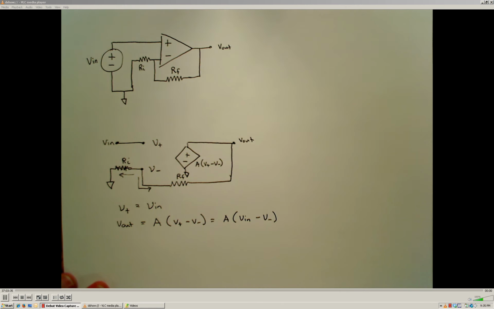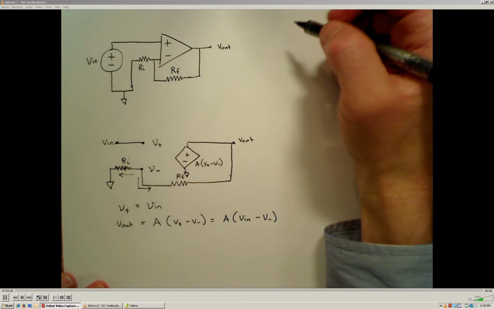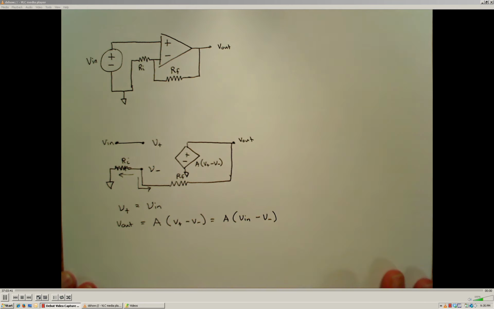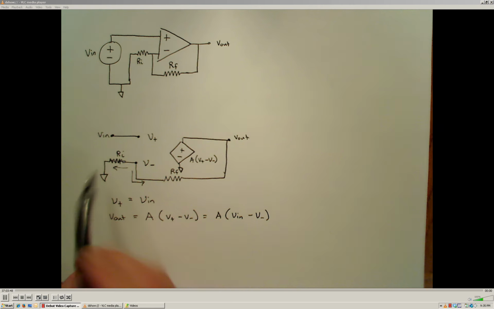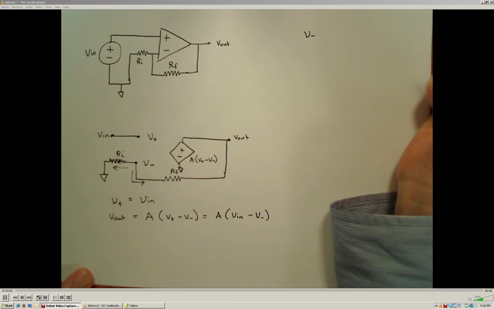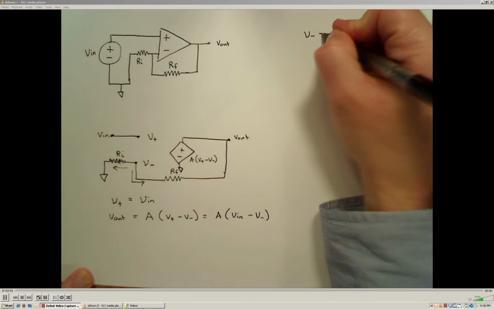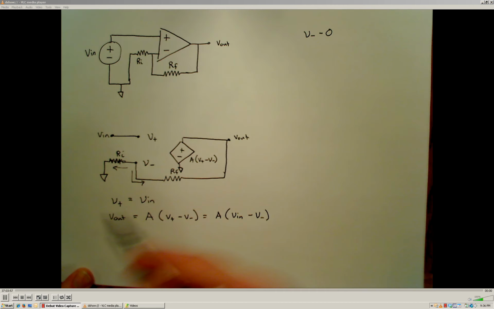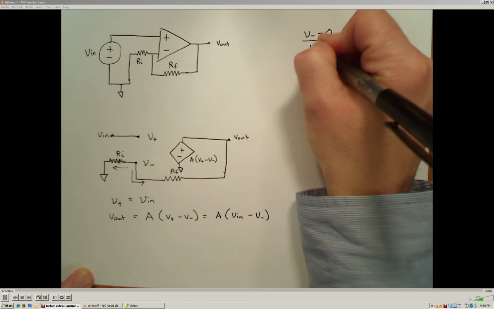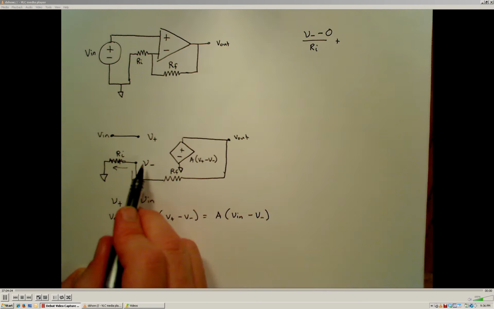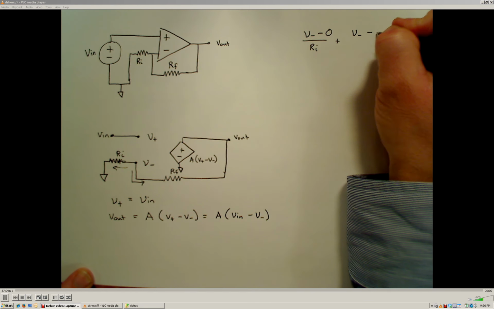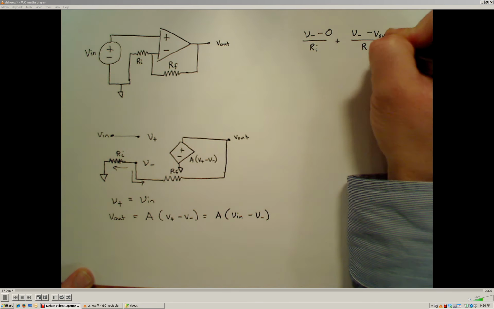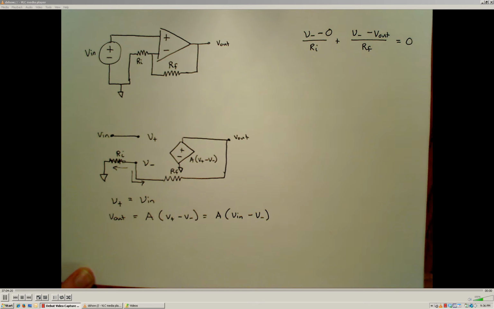Okay, and we have two possible paths for the current to go, and we can write those in terms of node voltage equations. So from Kirchhoff's law and from Ohm's law, we know that the current through this path, through the input resistor, is going to be given by the voltage at the inverting input terminal minus 0, because we're assuming this is our reference node right here, divided by Ri. Alright, that gives us the current through that path. And the current through the feedback resistor path is going to be the voltage at the inverting input terminal minus the output voltage, Vout, divided by Rf, and by Kirchhoff's current law, that has to sum to 0.